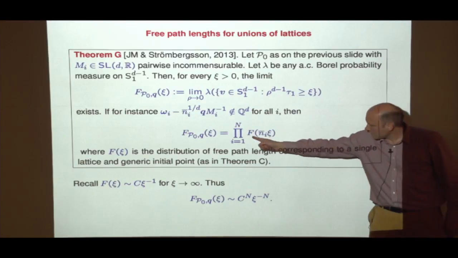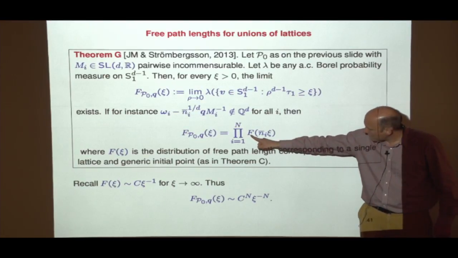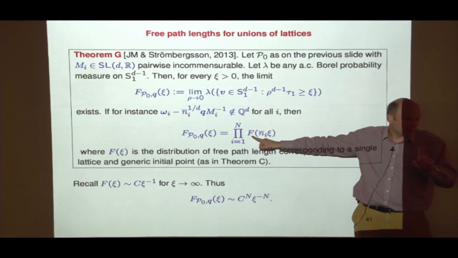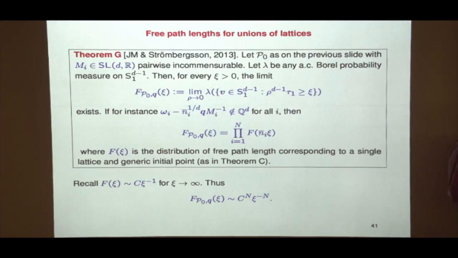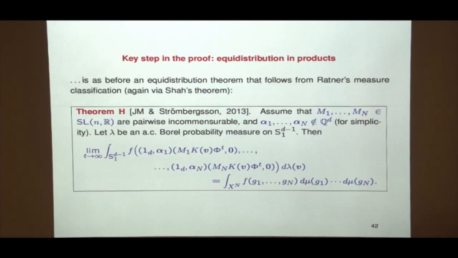And then you see it cropping up here. So this is the free path length distribution that we've seen in the beginning of the lecture for an individual Euclidean lattice of covolume 1, and it's just scaled here by the free path length, and it becomes independent. And that means that we have an example here where we can obtain any power you want as a decay rate for the free path lengths. And that's just the key observation that we wanted to make. And as I mentioned, Ratner again helps us here.